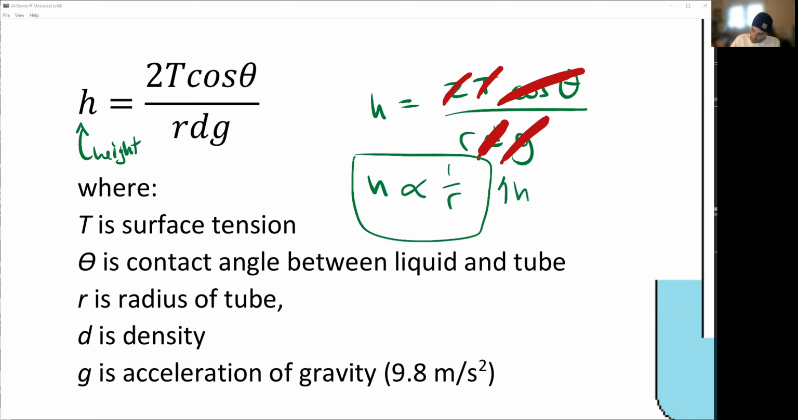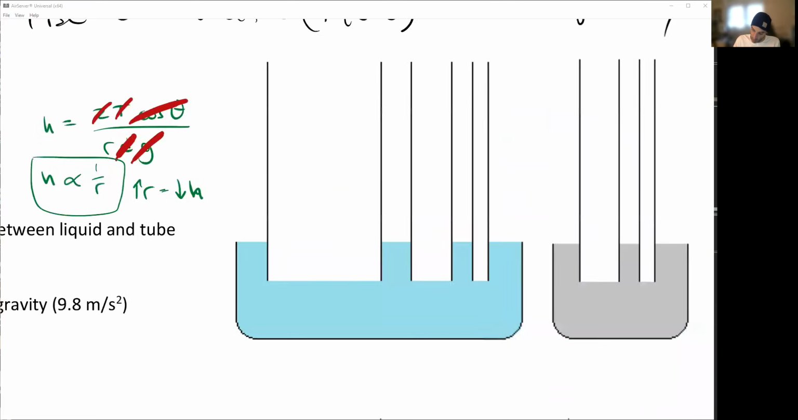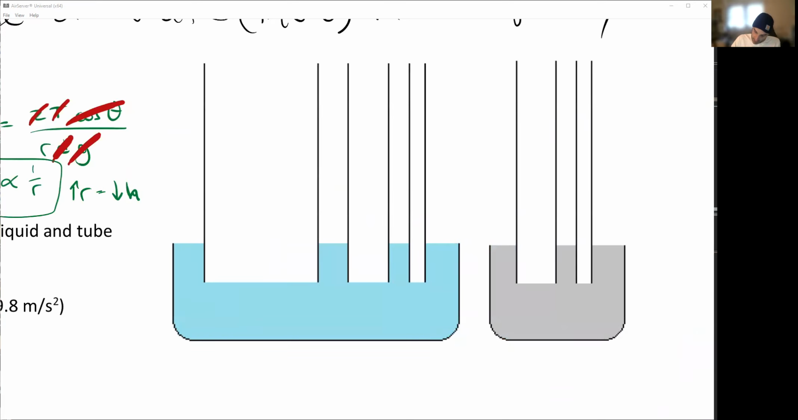So as height increases, or I'm sorry, as radius increases, we expect to see a decrease in height, or vice versa, right? So if we look at water in these cases, we actually see that water is going to be here for the first one. It's going to be a little bit higher for the next one and even higher for the last. Again, smaller radius, higher height.